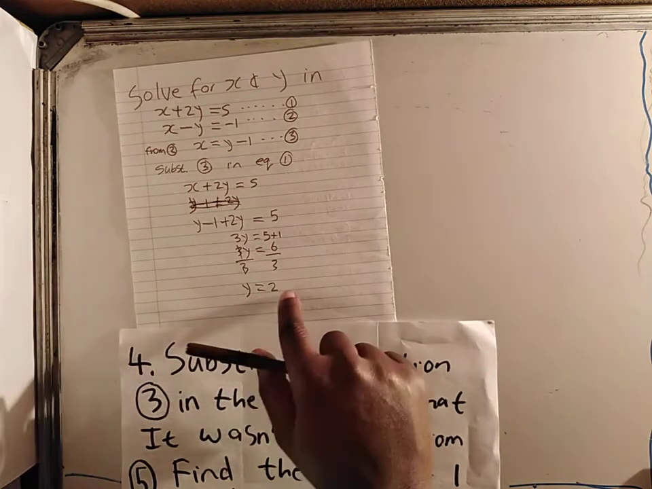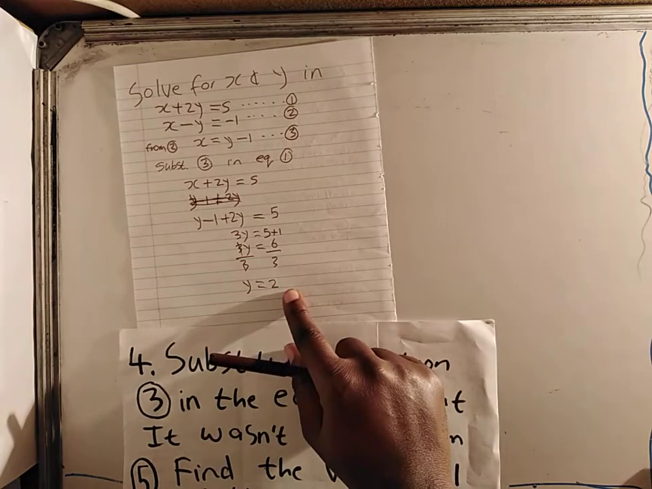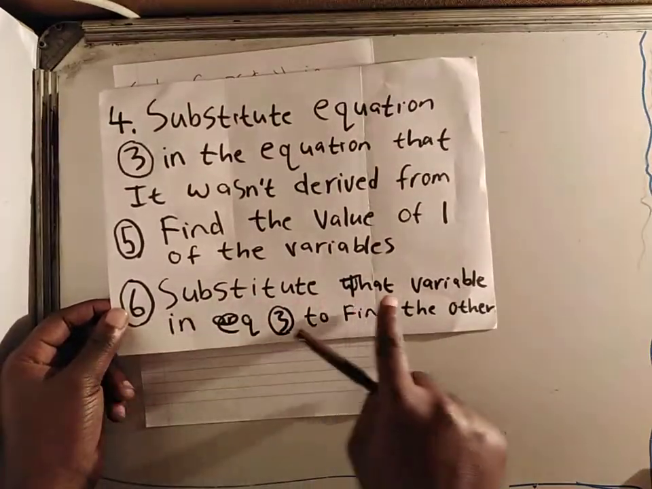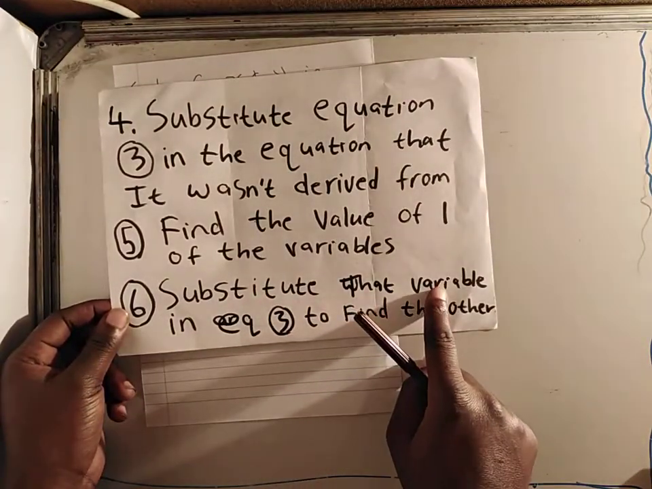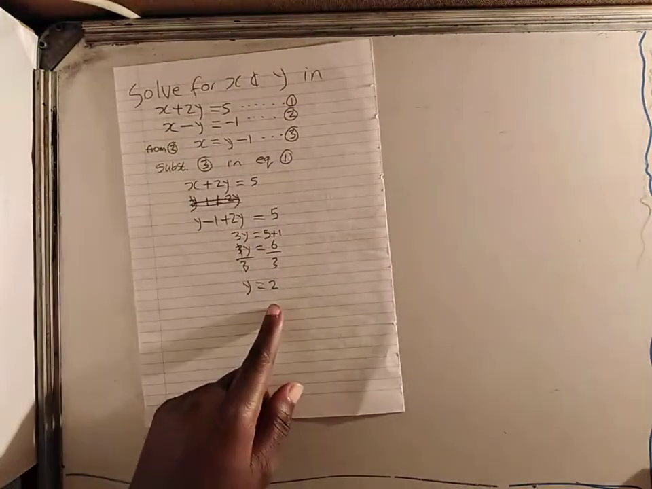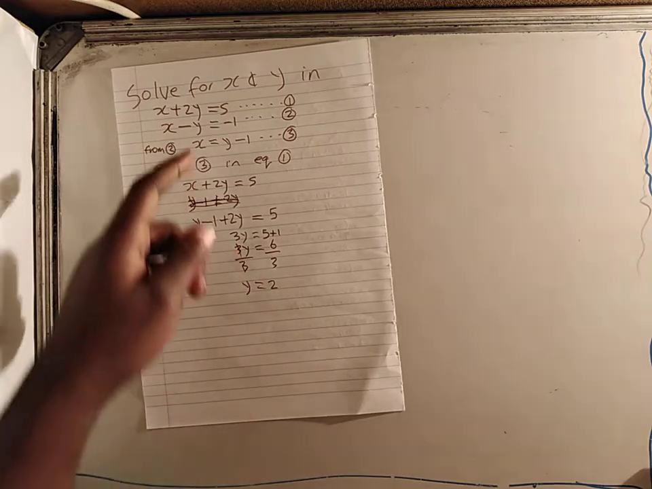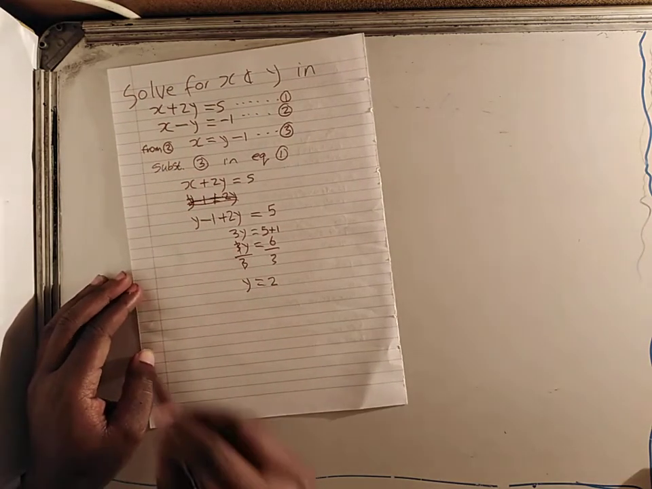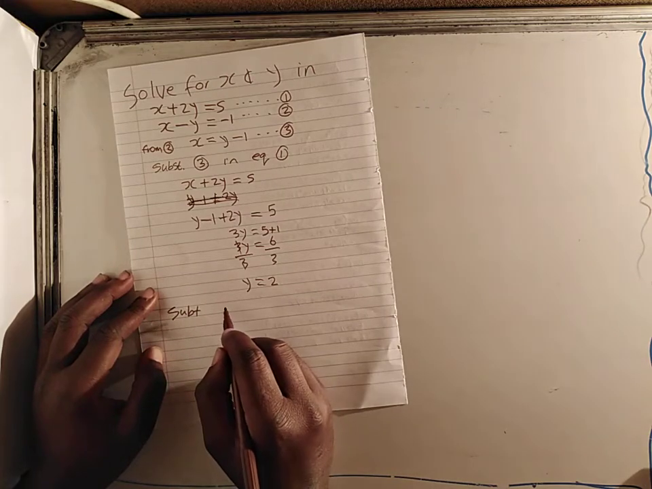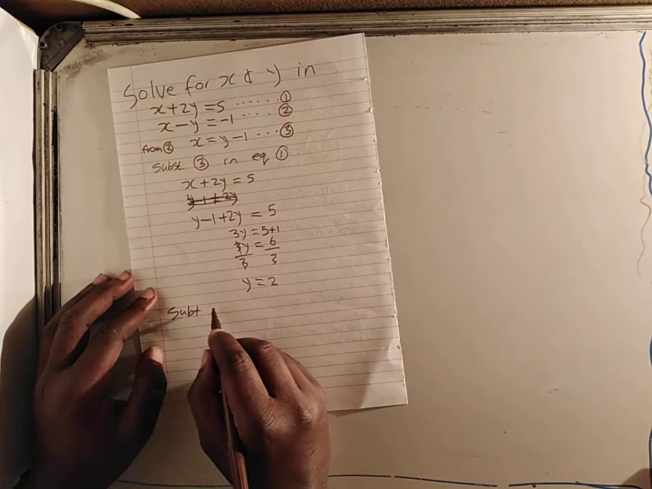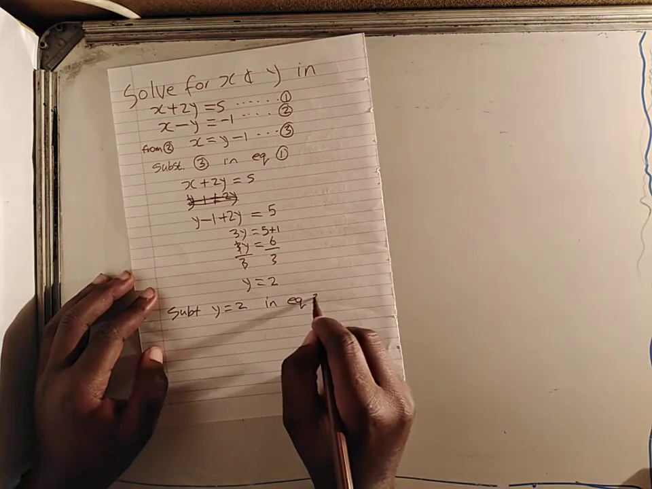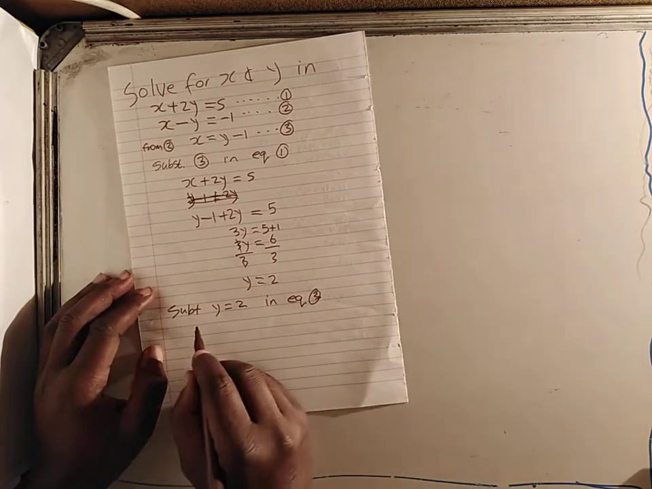I did substitute the equation, and step number 5 was saying find the value of one of the variables. Now I have found the value of one of the variables, and so the last step: substitute the variable that you found in equation 3 to find another. So I will take this value and substitute y is equal to 2 in equation 3.